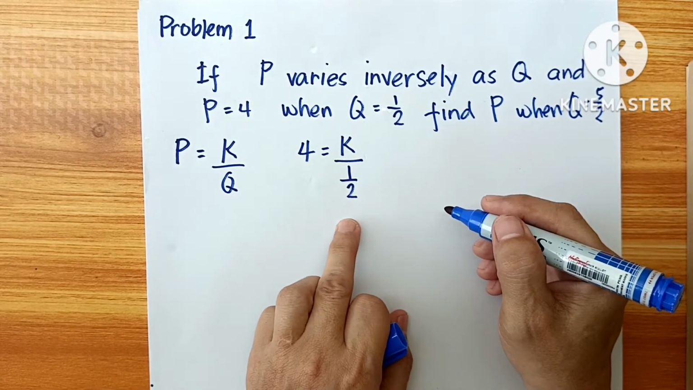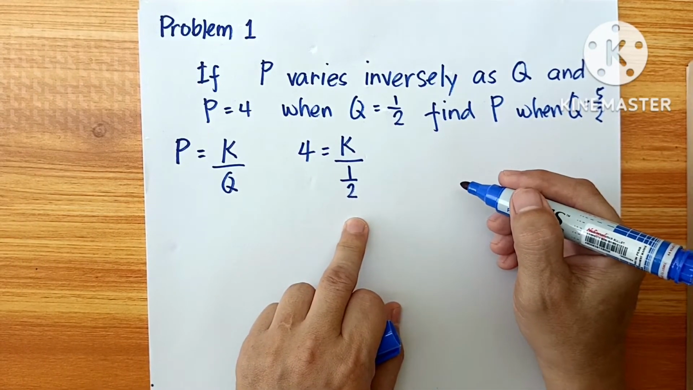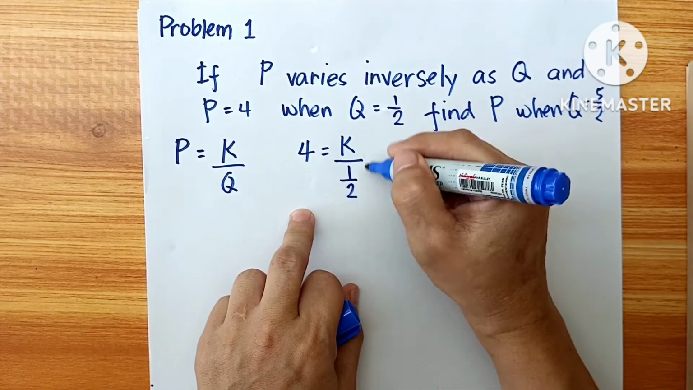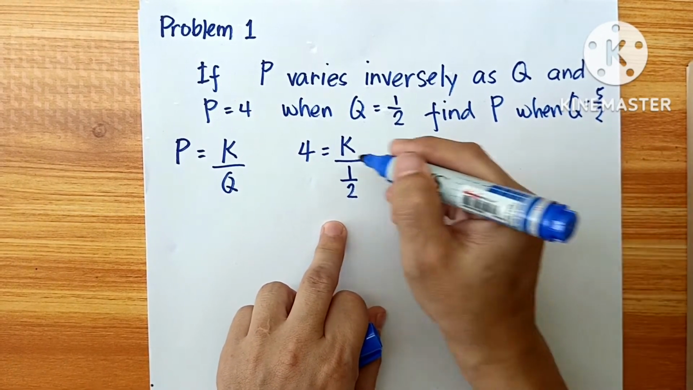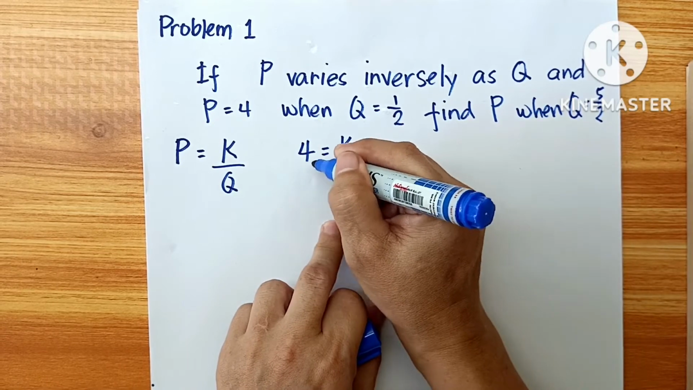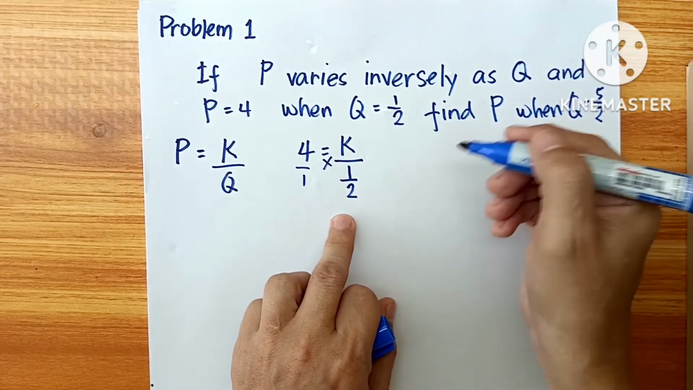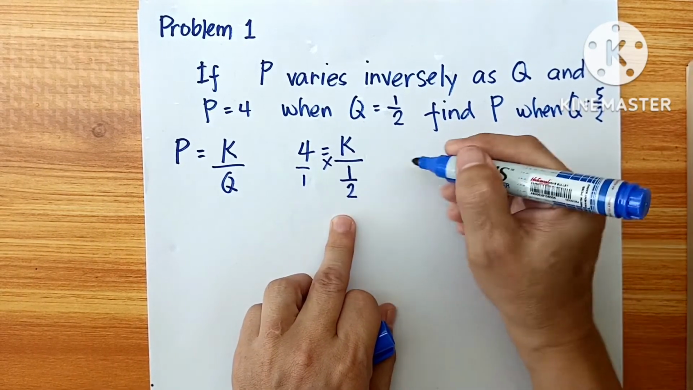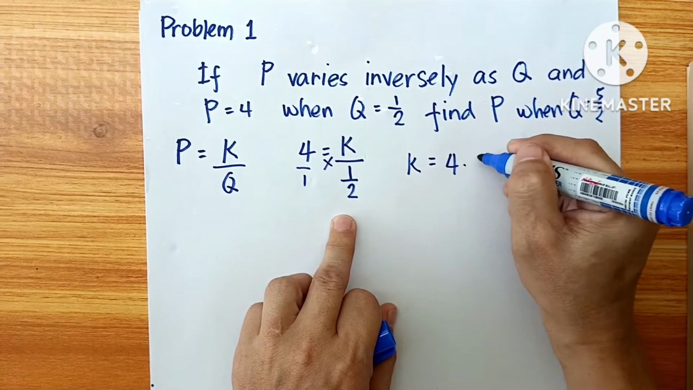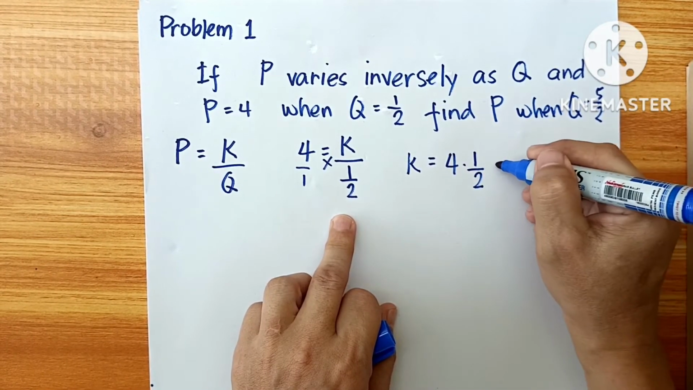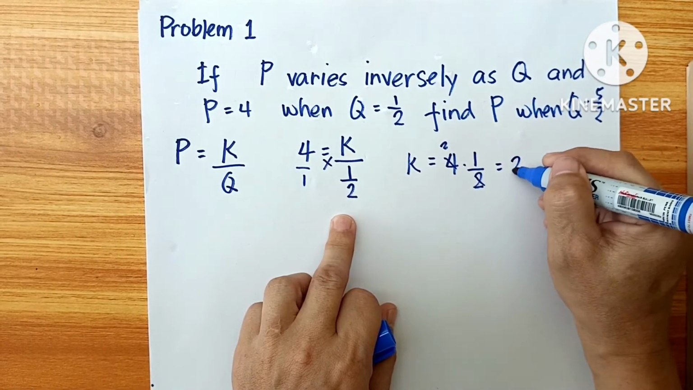Now, K can be solved in two ways. One is by cross multiplication and the other is by simplifying first the right-hand side of the equation. Let us first do the cross multiplication, just like what we did in my previous video. K times 1 is equal to K. 4 times 1/2, we do the cancellation of 4 divided by 2, so that is equal to 2.